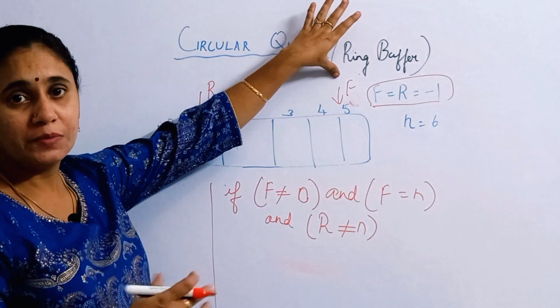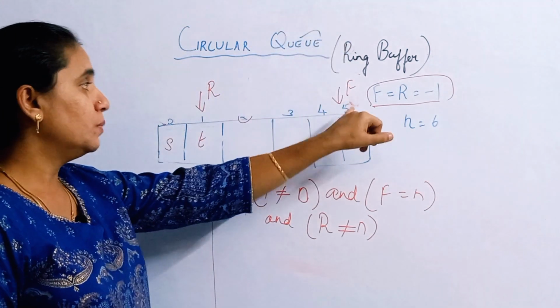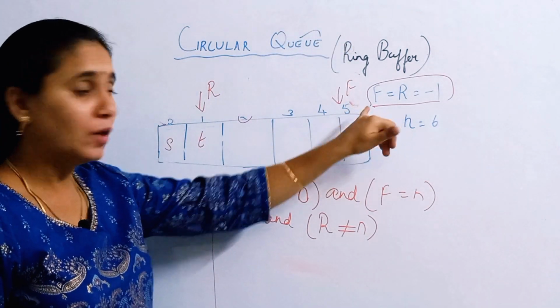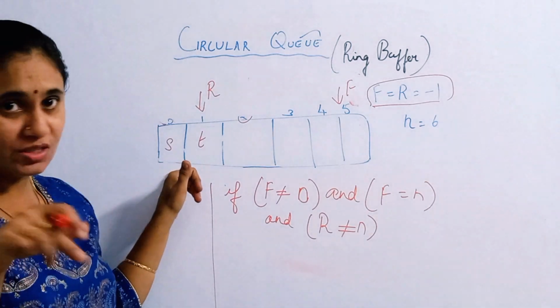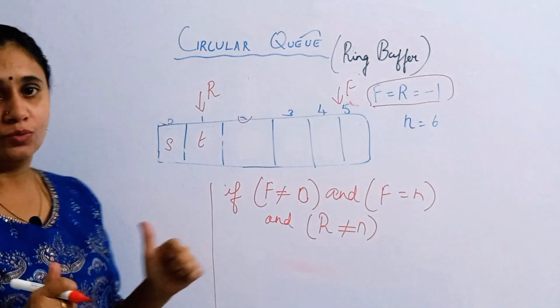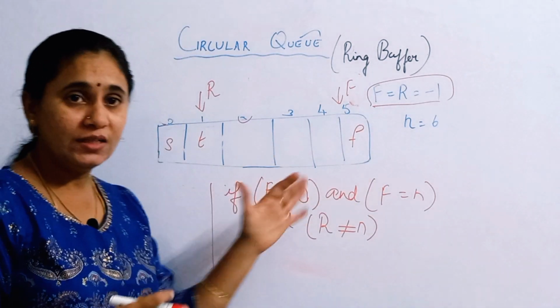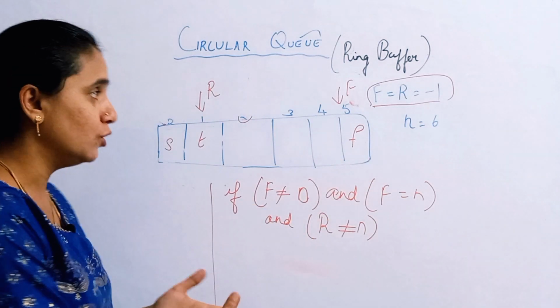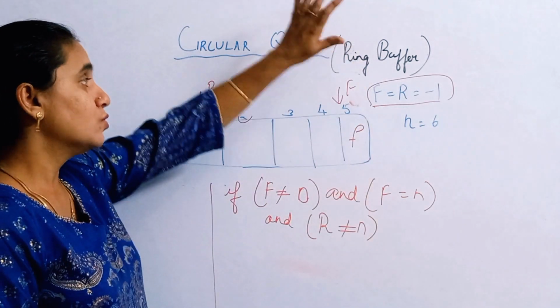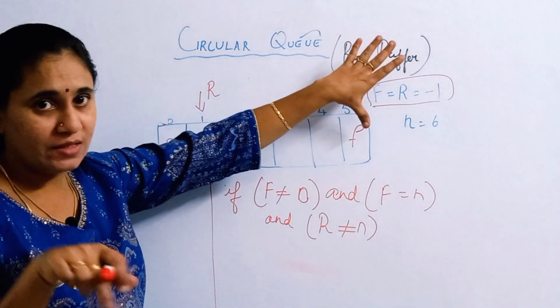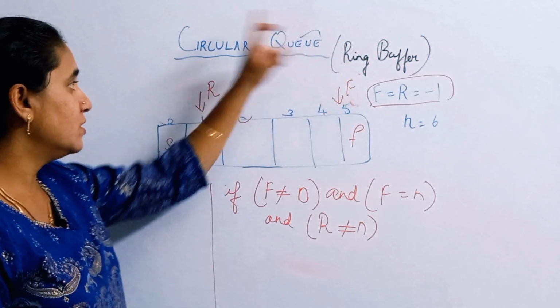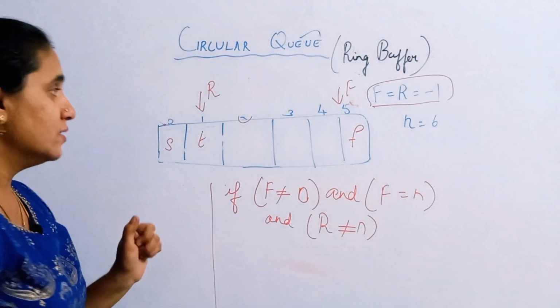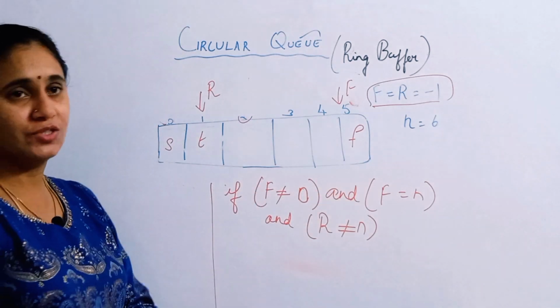Okay, now this element is being deleted, so I must reinitialize the front pointer to 0. So how can I do that? Before deleting this element, I want to explain it to you, so once again I am adding the element. Now after deleting this f, I must reinitialize it to 0, isn't it? So for that I must check this condition.